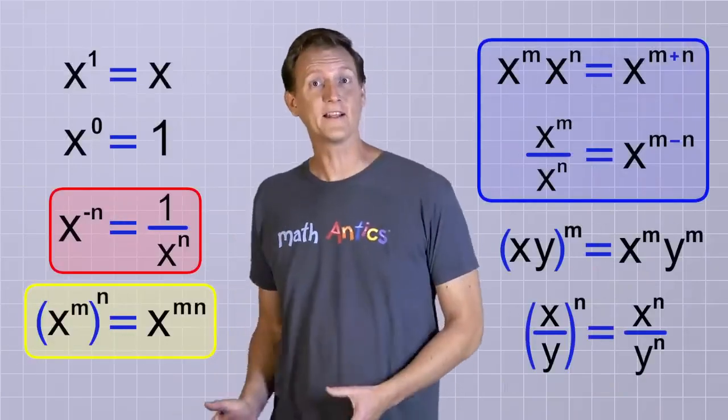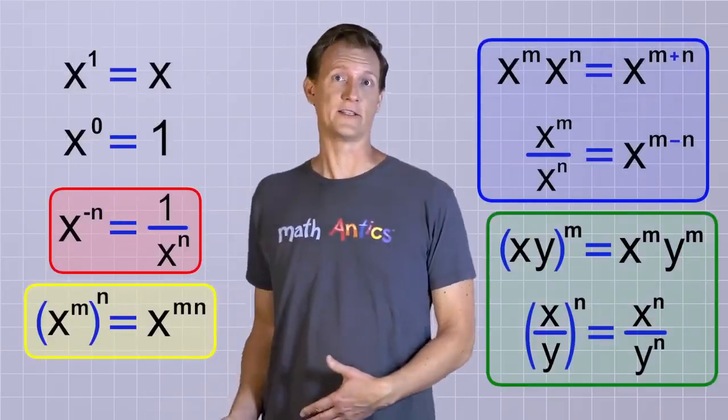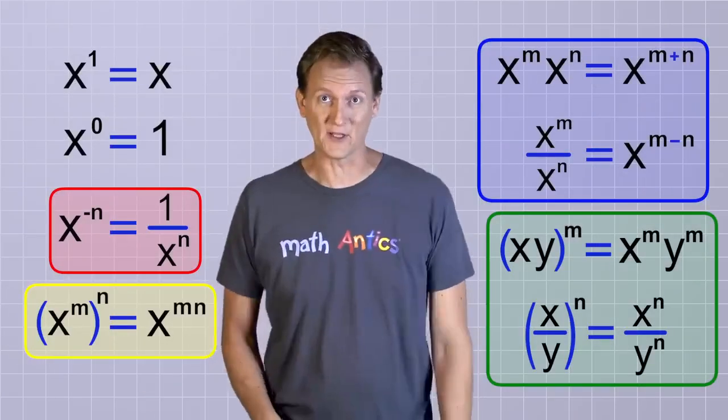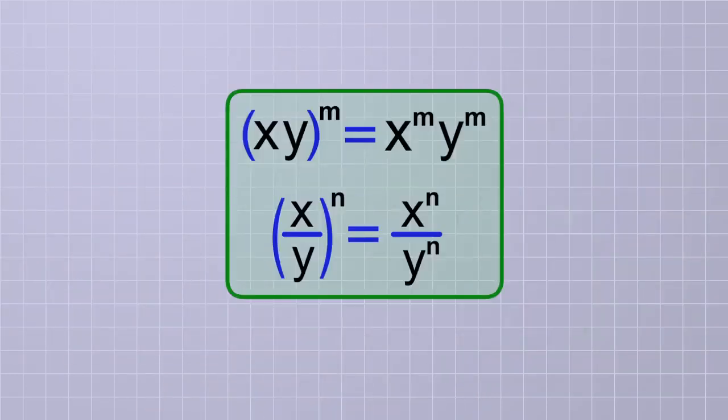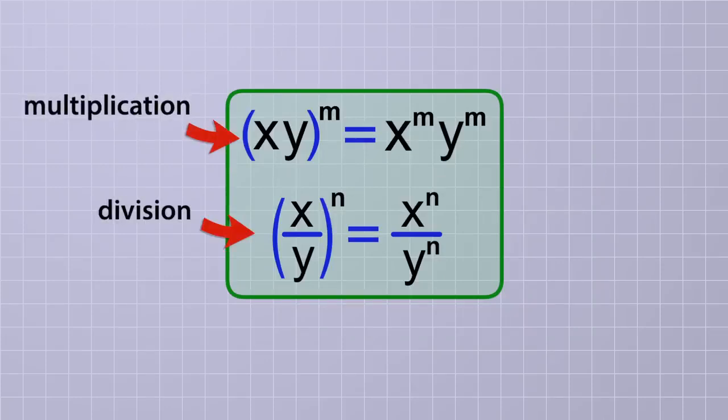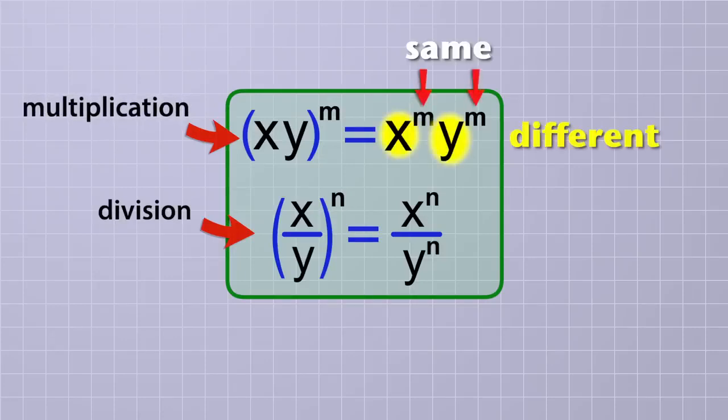Okay, it's finally time to look at the last two laws on our list. And fortunately, they're pretty easy ones, so we're not going to spend too much time on them. These laws look kind of similar to the last pair. Just like before, the first one involves multiplication and the second one involves division. But notice that in these laws, the bases are different, but the exponents are the same. That's the exact opposite of the situation with the last pair of laws.